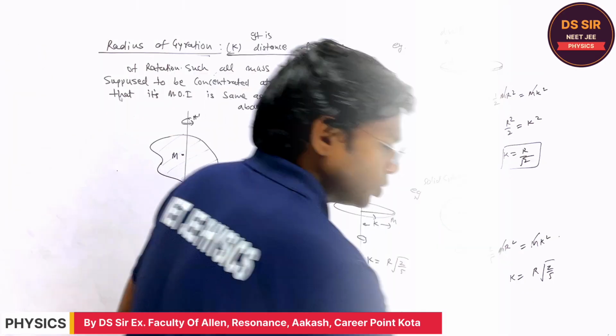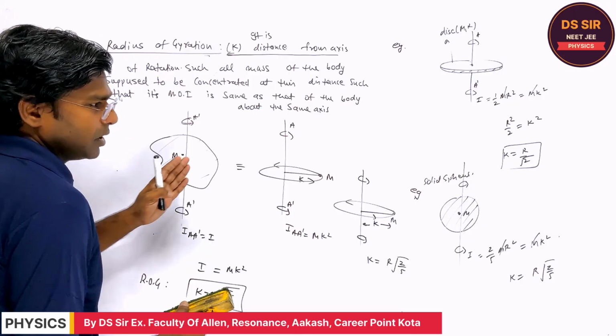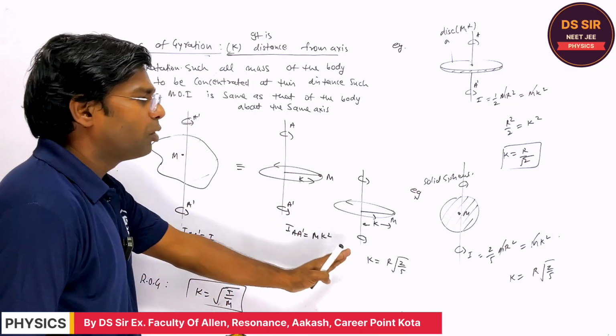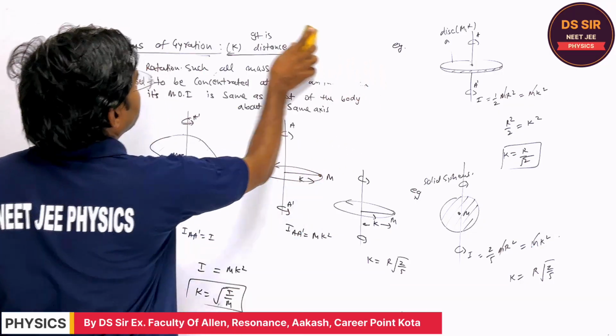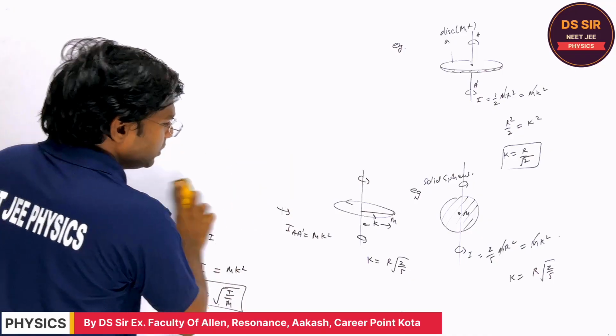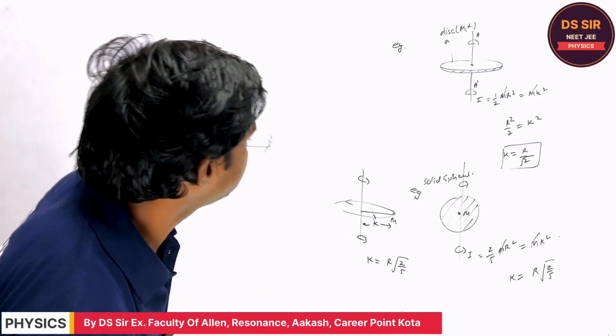Copy this. Okay. So for different types of systems, if you find the moment of inertia and put it equal to mk square, then you can find the radius of gyration. So it is so simple.